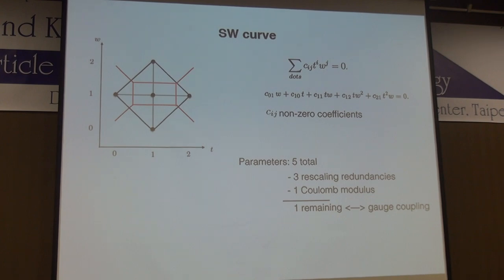But let's see it in practice. Let's see how we determine this curve. For example, here we have 5 parameters. As this is an equation, you can choose whatever coordinate system you want. So you can shift in the t direction, and also the w direction. Also, as this is an equation, the overall constant doesn't matter. This actually gives 3 rescaling redundancies; you can choose 3 of the coefficients as you want. And there's 1 Coulomb modulus which you cannot determine. So this is a parameter of the theory. Then just one parameter remains. This is associated with the couplings in the theory. So in this way, you can determine the curve. Okay.